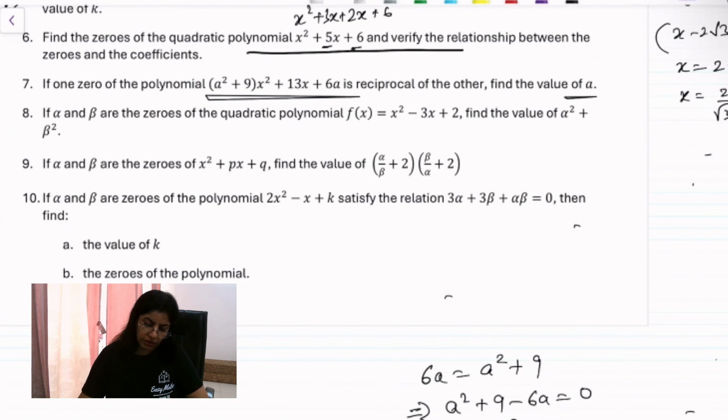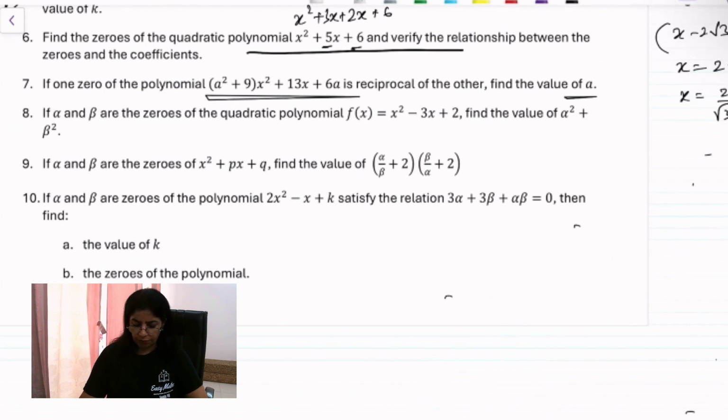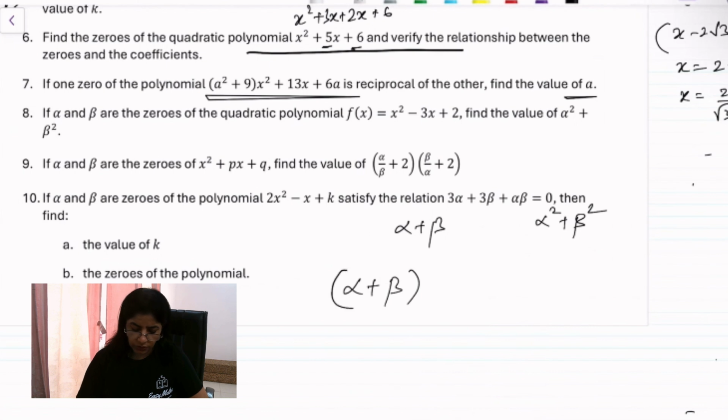If alpha and beta are the zeros of the polynomial, find the value of alpha square plus beta square. Many children get tense doing this question because they don't remember the concept that was taught to you in grade 8. You remember? If you know alpha plus beta, you can find alpha square plus beta square. How? Let's do it. Alpha plus beta whole square is equal to alpha square plus beta square plus twice alpha beta. We know this identity. We are simply using the a plus b whole square identity.